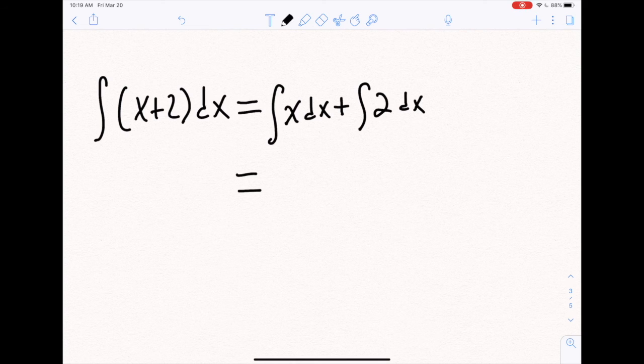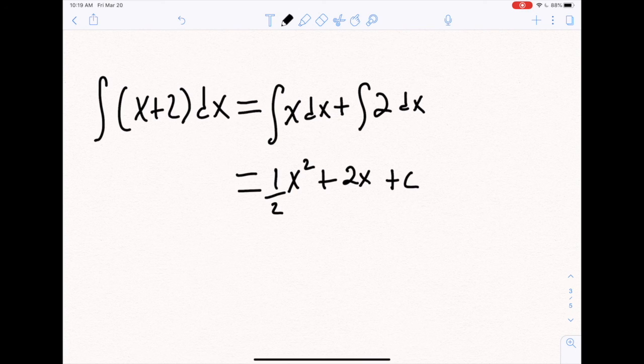The integral of x dx, we've done this before. We just add 1 to the exponent, and we get 2, and then we divide through by that new higher exponent. So we get 1/2 x squared plus, and then the integral of 2 is just 2x, and then we add a constant of integration.